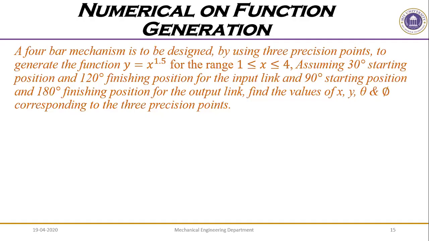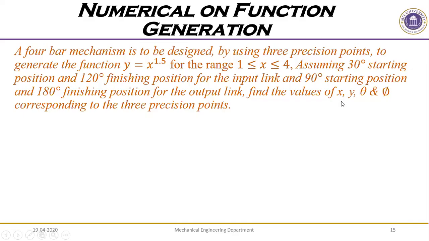That means xs is equal to 1, xf is equal to 4. Assuming 30 degree starting position and 120 degree end position, meaning theta s is 30 degrees given, and final value theta f is 120 degrees, for the input link. And 90 degree starting position and 180 degree finishing position of the output link, meaning phi s and phi f. Phi s they have given 90 and phi f they have given 180. This is the finishing position.